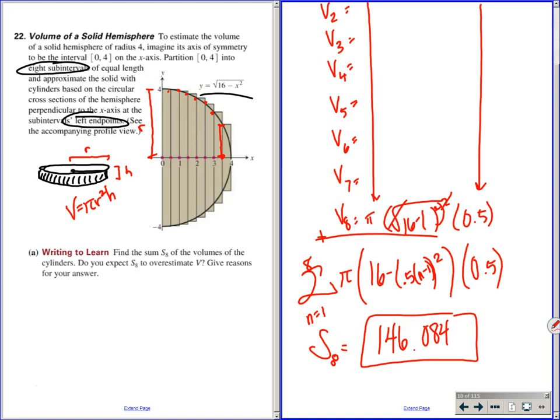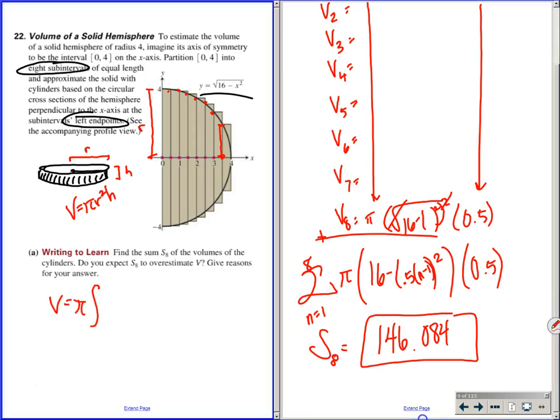Over. And if you want to, we can be really snarky and say we know how to do this. 0 to 4, pi, and then we could have thrown in our r, square root of 16. So if you guys want to, you can throw it into your actual calculator. But why would we assume that it would be an overestimate?